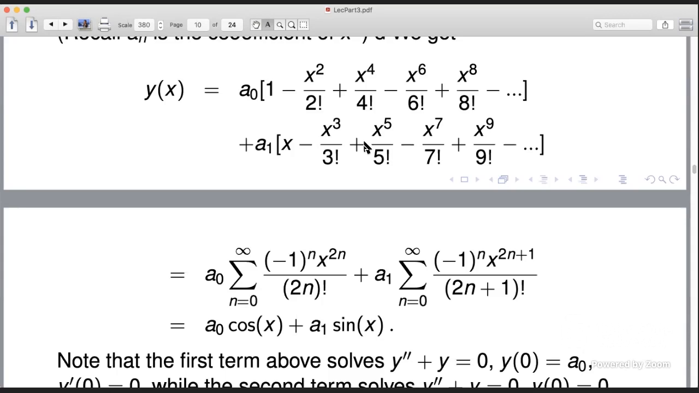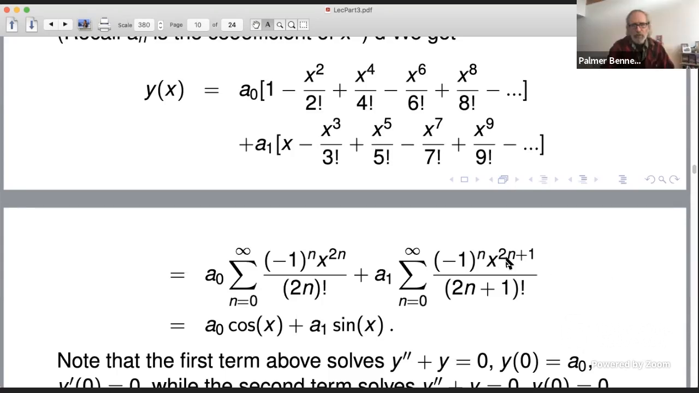2n would be even. You're adding 1 to an even number, so you get an odd number. So this can be written as the summation of -1 to the n, that's going to alternate the signs, x to the 2n plus 1 over 2n plus 1 factorial. So this is just a shorthand way to write these 2 series.